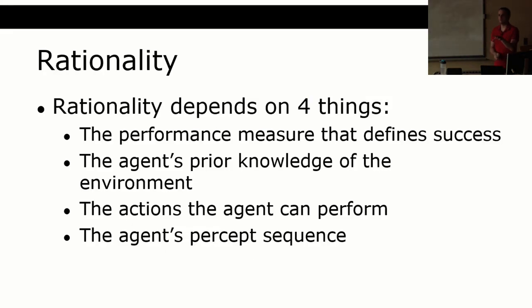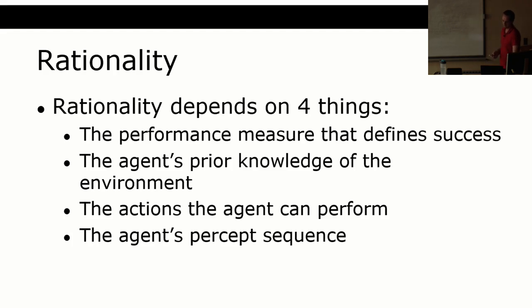So rationality, how to make the optimal decision, depends on at least 4 things. 1, it depends on the performance measure that defines success. Obviously, you have to know what you're trying to maximize. It depends on the agent's prior knowledge of the environment. So how much do you know about this environment? The actions that the agent can perform, because I'm going to give you a set of legal actions, and you're going to choose which action you want to do. And, of course, the agent's percept sequence. So what has it seen up to and including the current state?